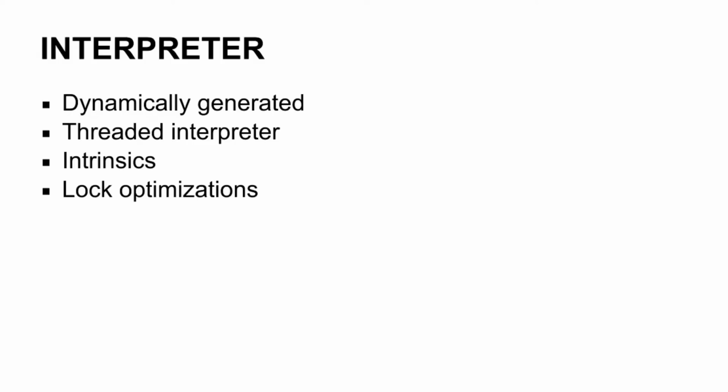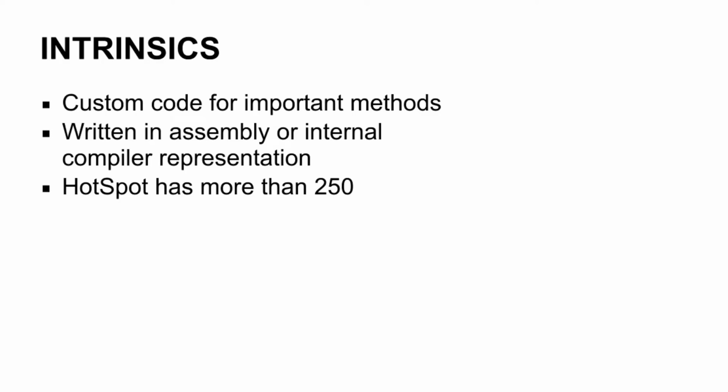Even when running in the interpreter, the VM has something called intrinsics. These are special functions, often implemented in machine code, that will always run fast, even in the early phases of execution. And the VM has some clever lock optimizations that always apply. First off, let's see some intrinsics.